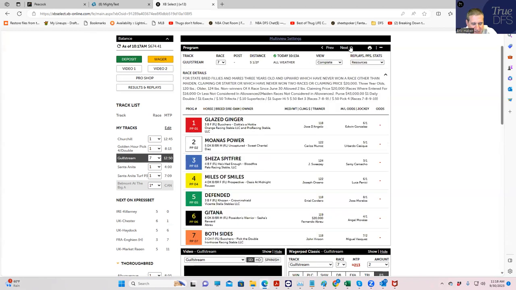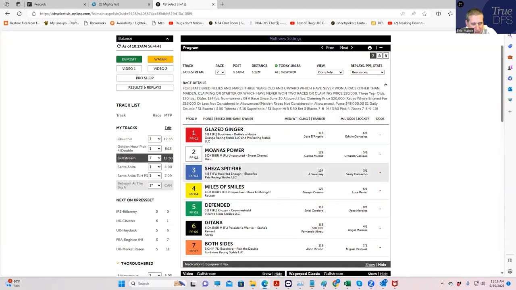All right, race number 7. I thought the 1, 3, 6, and 7 were all pretty solid. Didn't really like the 4. I thought the 1 was okay value at 6-1. So Glazed Ginger, not bad.